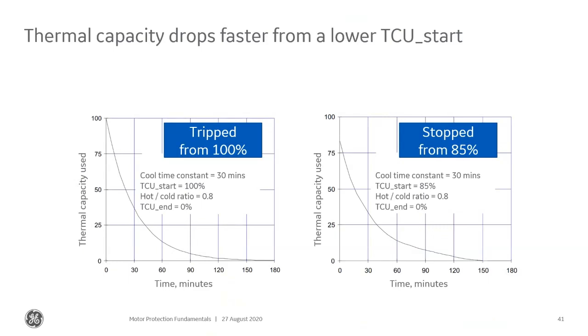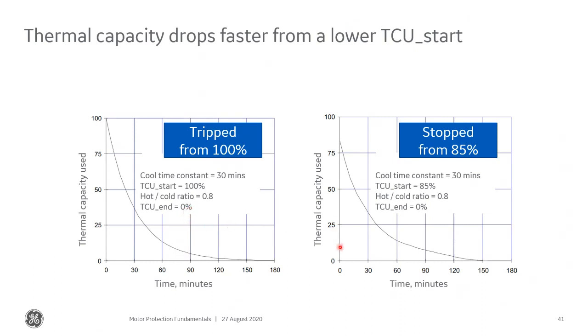Your thermal capacity drops faster from a lower TCU start. So what we're trying to show here is this is the cooling time for a unit that has tripped from a fault, and this is the cooling time for a unit that is stopped from running from 85% load, for example. So they both have 30 minutes. Here, like I said, the TCU start is 100%. Here, the TCU start is 85%, and the rest of these are the same.